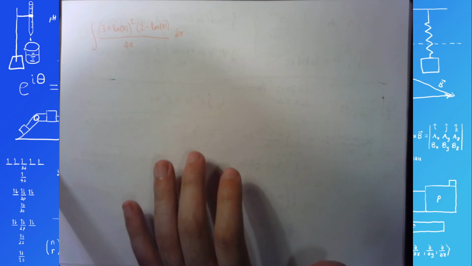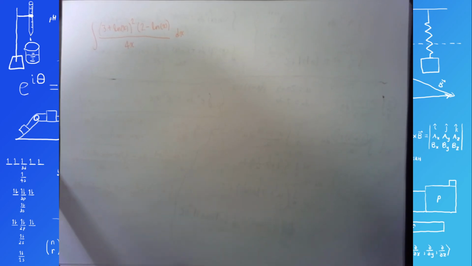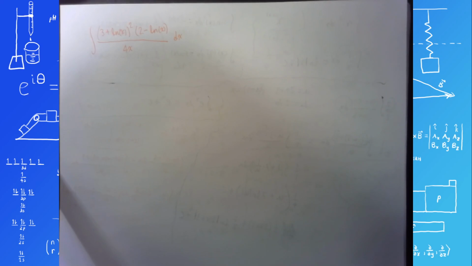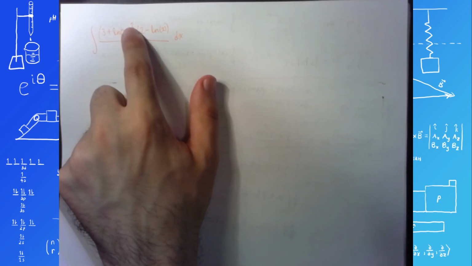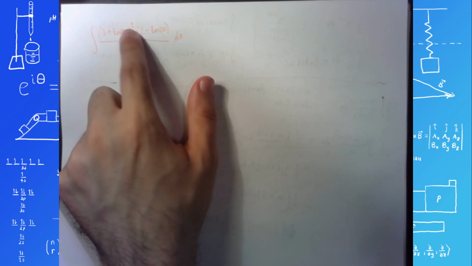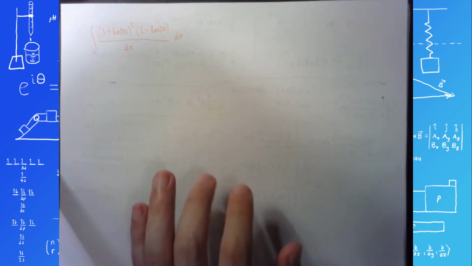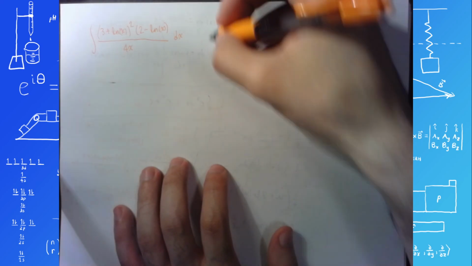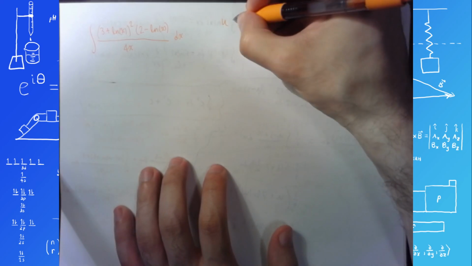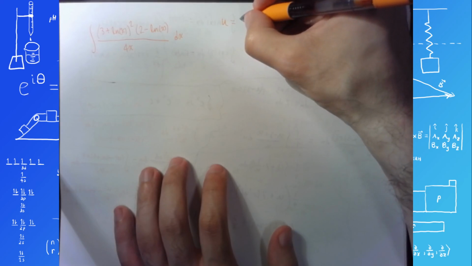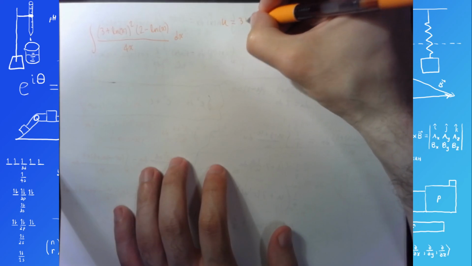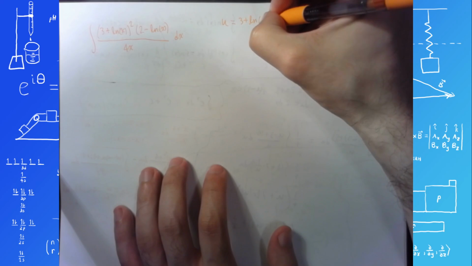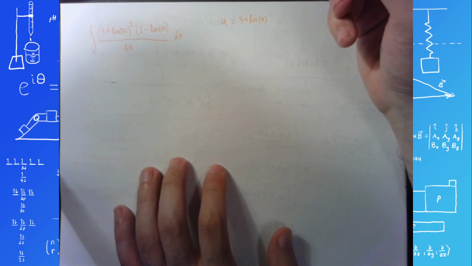So which one is the better choice for you? I think it would be this first one, because then it will simplify to a u squared and I won't have to FOIL anything. So I'm going to try the first one. U equals 3 plus natural log of x.